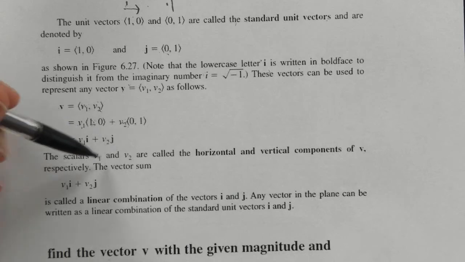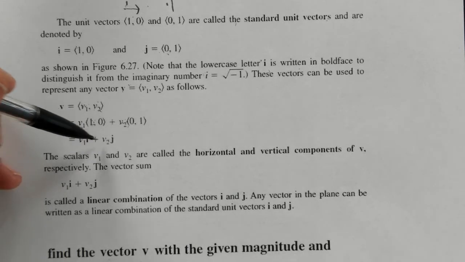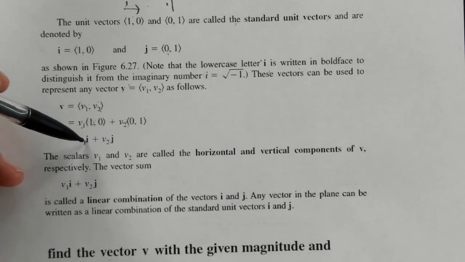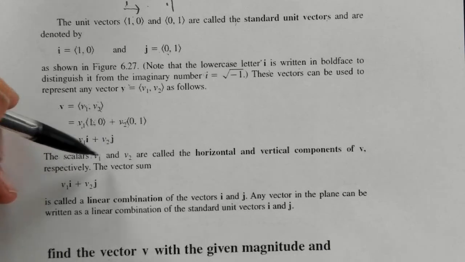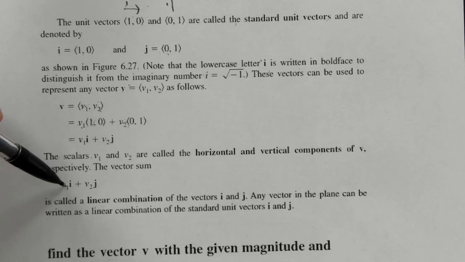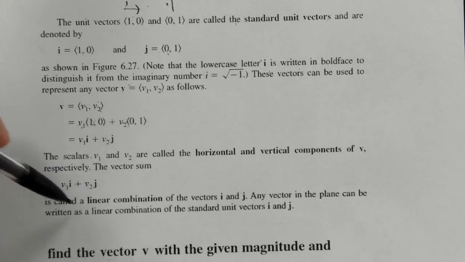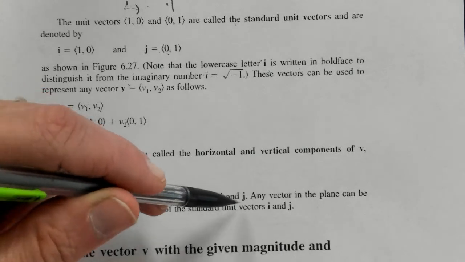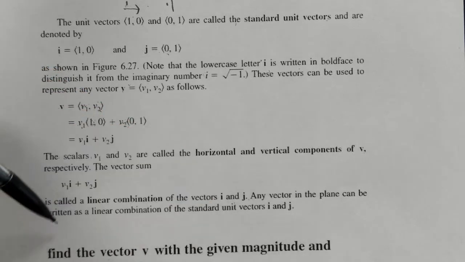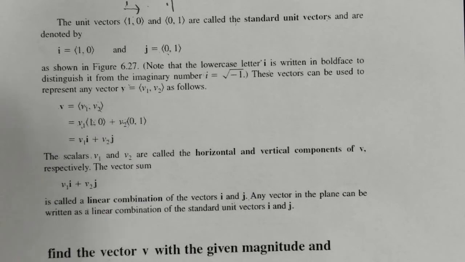And then this is a form, okay, where you can take the component form of the original vector, multiply it by the standard unit vectors, and take the sum. Now these scalars are called the horizontal and vertical components of v, so we know that. So this vector sum, with the horizontal component times the horizontal unit vector plus the vertical component times the vertical unit vector, is called a linear combination of the vectors i and j. So any vector in the plane can be written as a linear combination of the standard unit vectors i and j. So what do we mean by this?